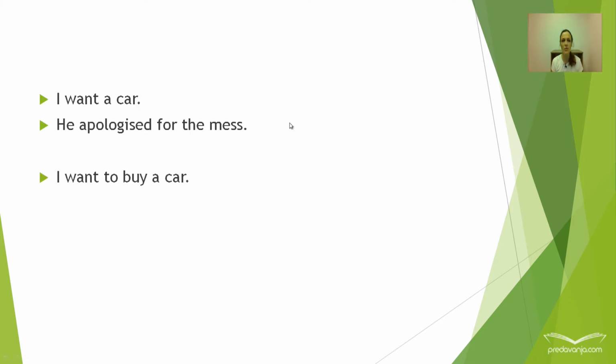But what happens when we need to use a verb after another verb? This happens. I want to buy a car. We use infinitive with to here because the verb want is always followed by infinitive with to. What happens with this one? He apologized for making the mess. So we use ing here because prepositions are followed by ing.